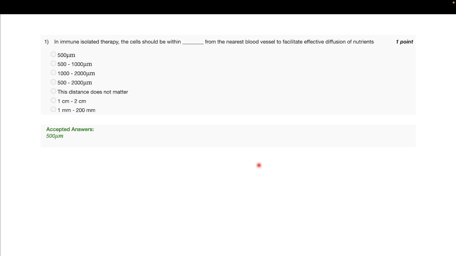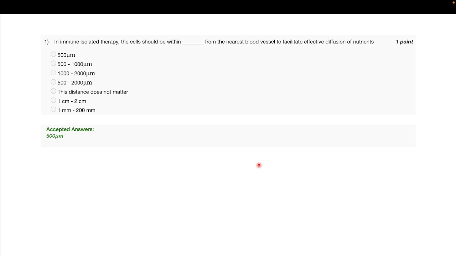So we were just discussing immune isolated therapy, right? What do we do in this? We take the cells that are going to produce your particular protein and we encapsulate them in a polymer membrane. Now this implant we cannot put just anywhere inside the body because it doesn't have its own blood vessels. So it has to be near the blood vessels already present in the body so that it can get the nutrients, because your nutrients and your oxygen are all going to be transferred from the blood vessel to the implant, because the cells are living inside that implant.